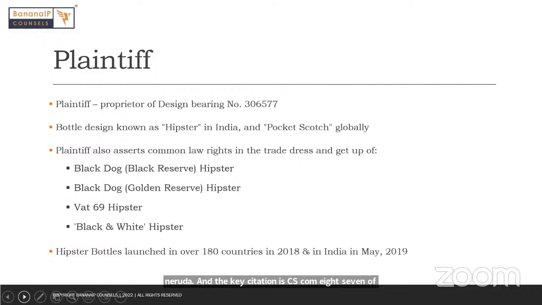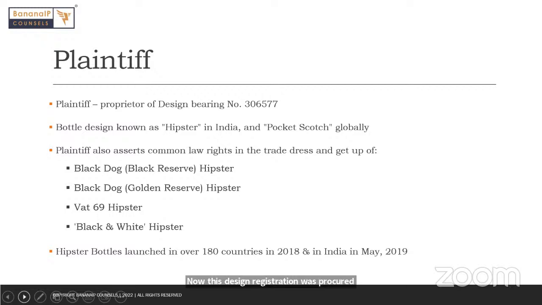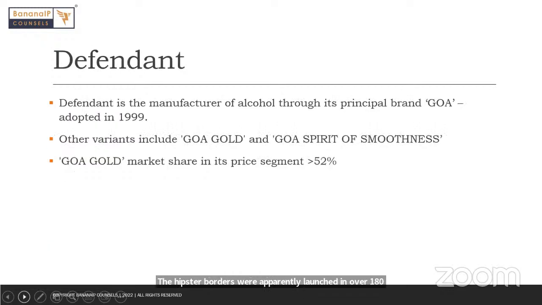Now, the plaintiff in this case happens to be the proprietor of a design which has a registration number 306-577. This design registration was procured for a bottle which is called a hipster in India. It's also called pocket scotch globally. The plaintiff also asserted common law rights in the trade dress and getup of other hipster bottles, which includes Black Dog, Black Reserve, Black Dog Golden Reserve, VAT 69, and Black and White. The hipster bottles were apparently launched in over 180 countries in 2018, and in India, they were launched in May 2019.